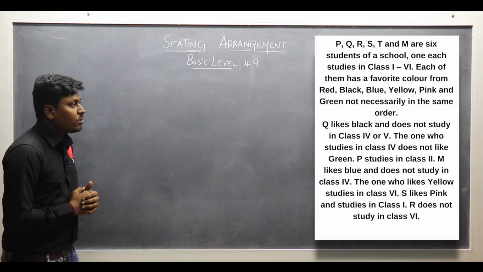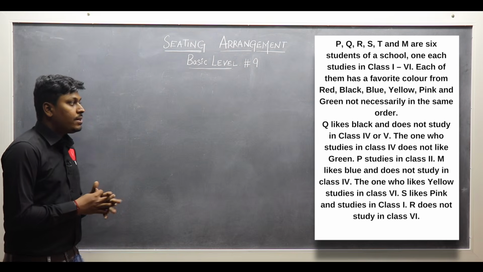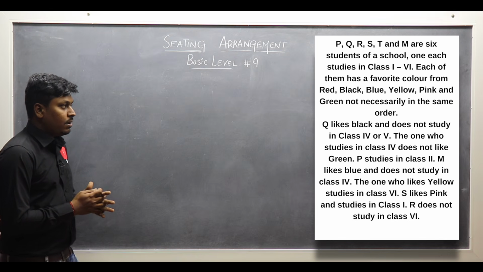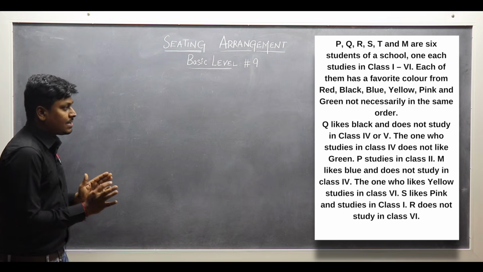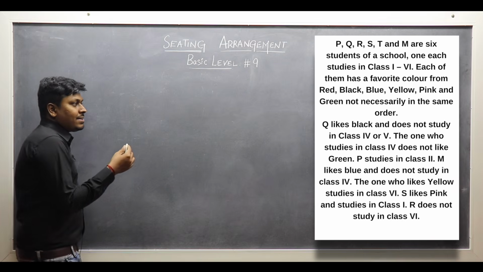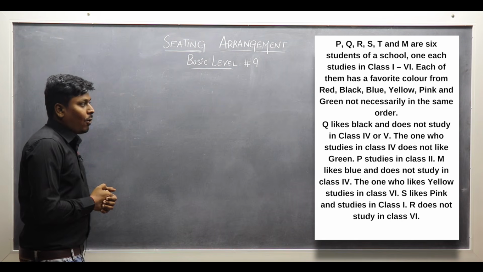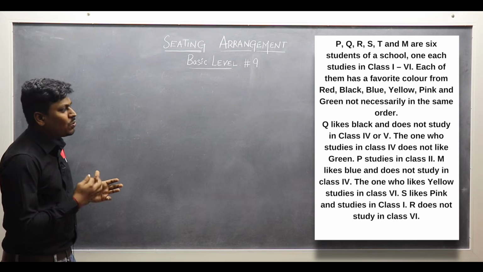Now let me move on to the basic level arrangement set number 9. P, Q, R, S, T and M are 6 students of a school, one each studying from class 1 to class 6. So totally there are 6 persons and each of them is studying in a different class, from class number 1 to class number 6. And also each of them has a favorite color: red, black, blue, yellow, pink.